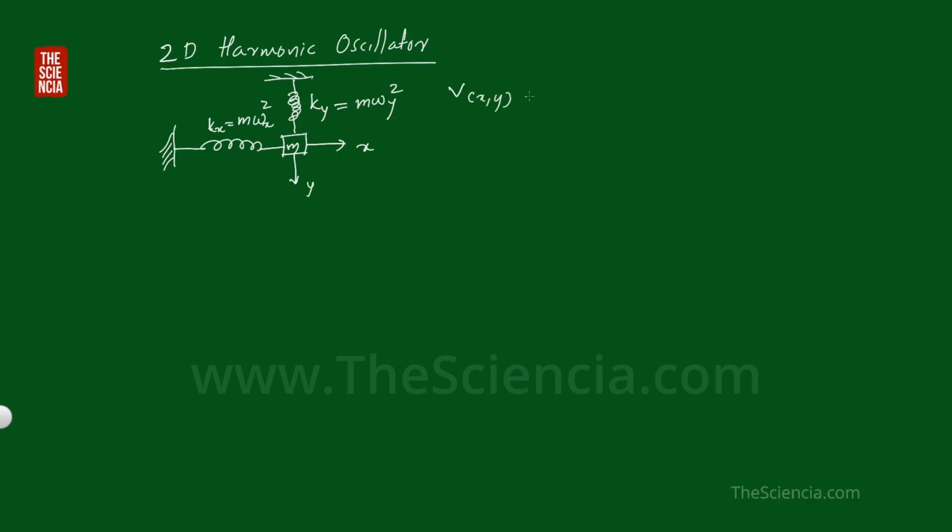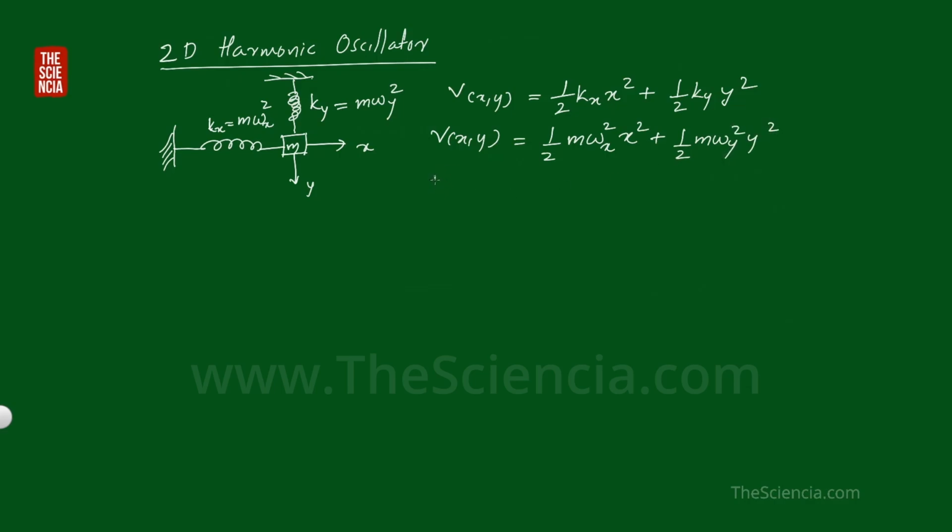V of x y is equal to, there are two potentials, right? That is half k x square plus half k y square. That is, V of x y is equal to half, we know kx is equal to m omega x square, plus half m omega y square.